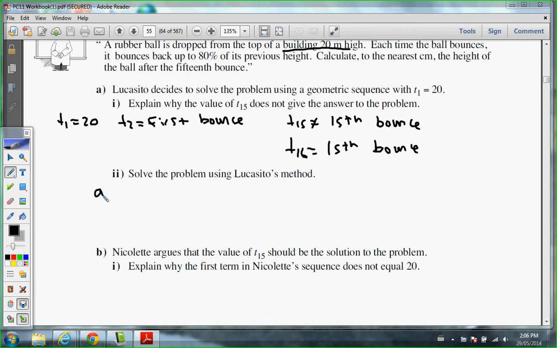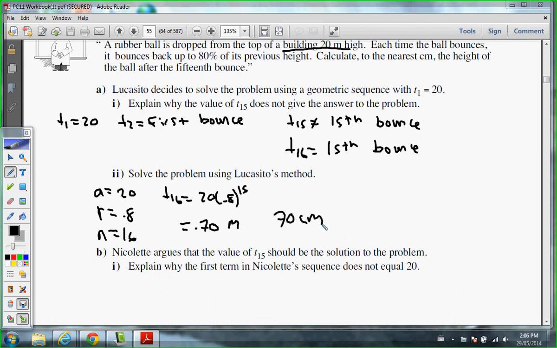Okay, and so by doing that, we can still use his way. So we're going to start with A equals 20. R is 0.8 because it's a decay, it's getting lower. N is 16 to make up for that T moving over one. So T16 equals 20 times 0.8 to the 15th. Okay, when you put that in your calculator, it's going to give you 0.70, which is meters, so 70 centimeters is what he gets.